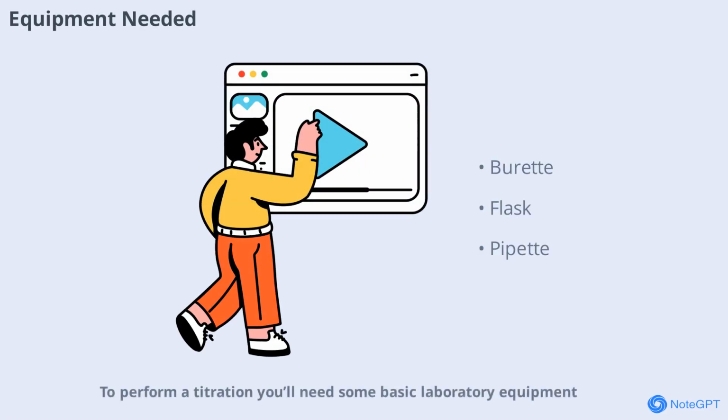To perform a titration, you'll need some basic laboratory equipment. The most important tools are the burette, which delivers the titrant, and the flask, which holds the analyte. You'll also need a pipette for measuring precise volumes and an indicator to signal the endpoint. Proper equipment ensures accuracy and safety during the experiment, making it essential to use clean and calibrated tools for every titration.